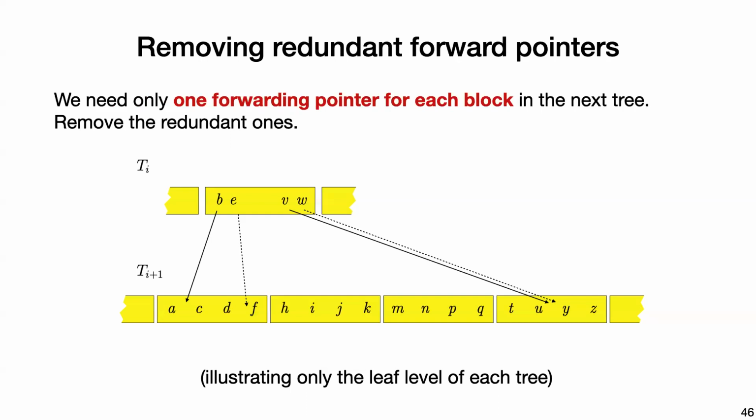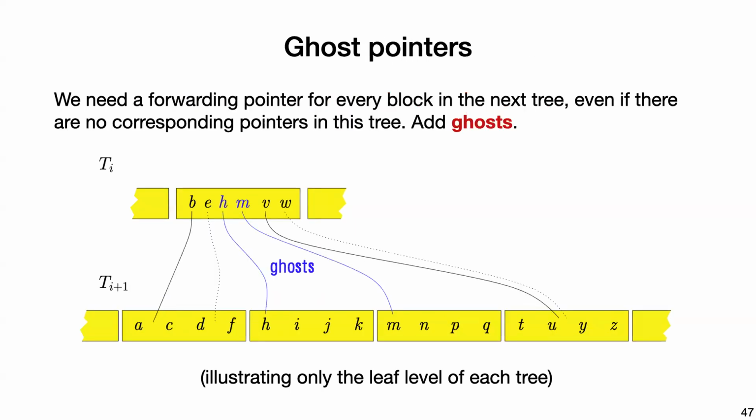In this example, these pointers are redundant because they go to the same memory block, so we don't need to keep them. We can remove the redundant ones, like here, E goes here and W goes here, but it's the same block and we only need one pointer per block. Some blocks didn't have any pointers into them, so we have to add these ghost values that are the front of each of these blocks in the later trees. This guarantees that you have one pointer per block. The ghosts are the pointers, not the elements. The elements are already there.